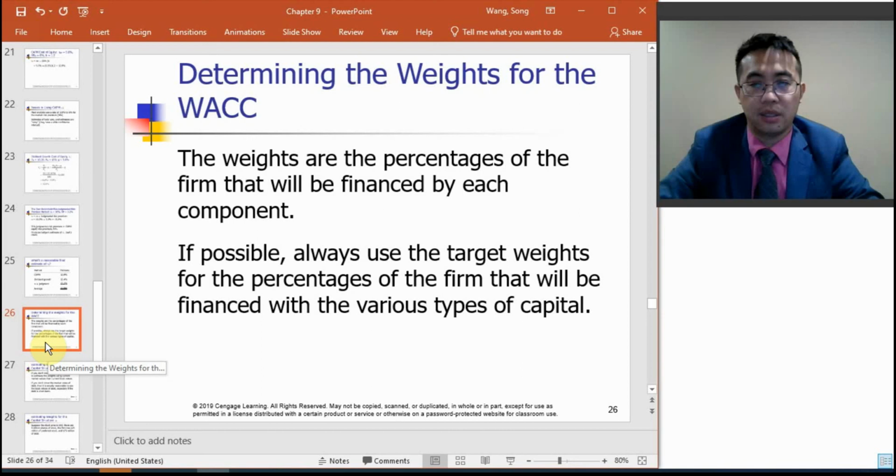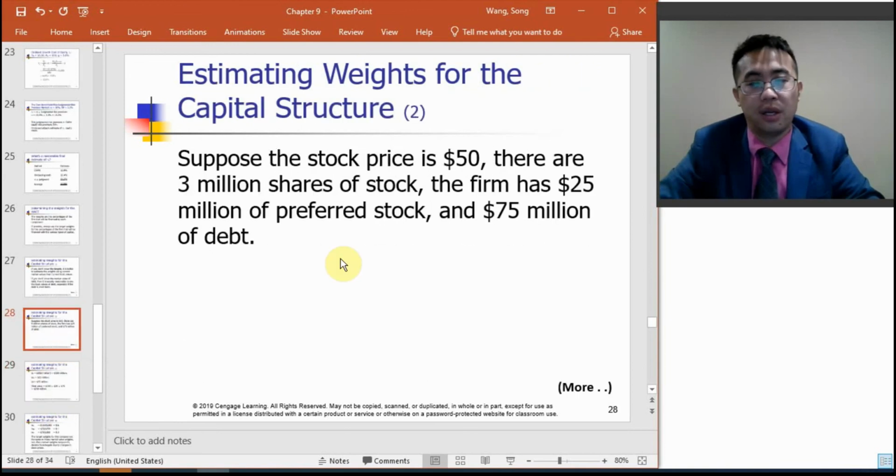I have talked about cost of debt, cost of preferred stock, and cost of common stock. Then the next thing you're going to do is to get the weights of each of the component capital in the overall capital structure. Here is one example. Suppose the stock price is $50. There are 3 million shares of stock outstanding. The firm has 25 million of preferred stock and 75 million of debt.